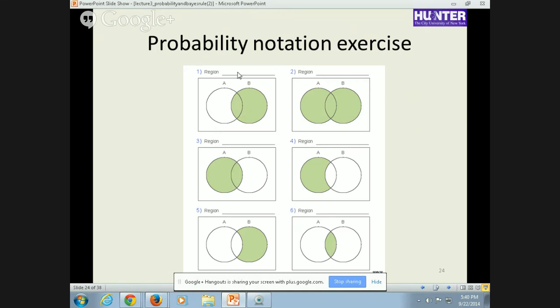Okay, so we've got P of B, we've got the union here. What about 3? Yep, that's just A. All right, what about 4?